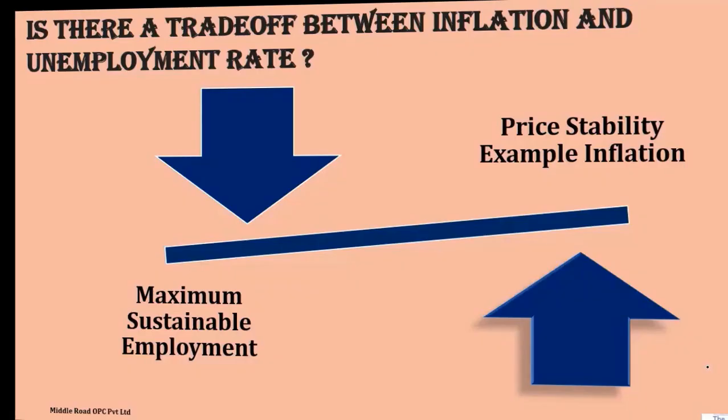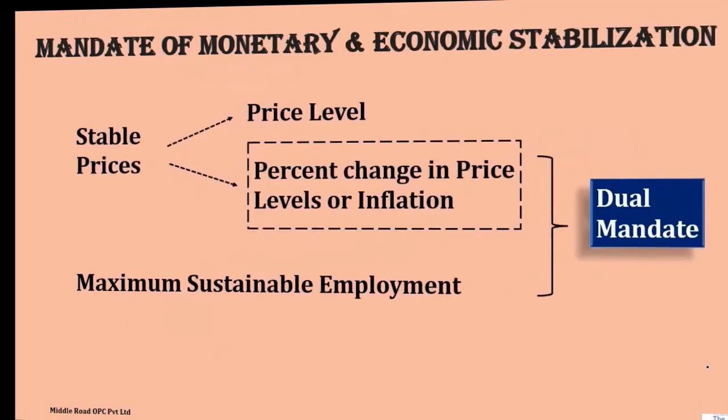That's why I kept talking about why I'm looking at the unemployment rate and price stability: is there a trade-off between maximum sustainable employment and price stability, for example inflation? Like I spoke before, in the dual mandate, stable prices could mean the price level, but this is predominantly more difficult to target, and people easily target inflation.